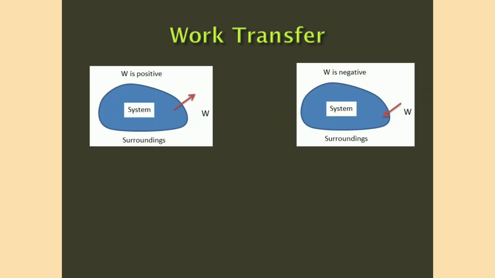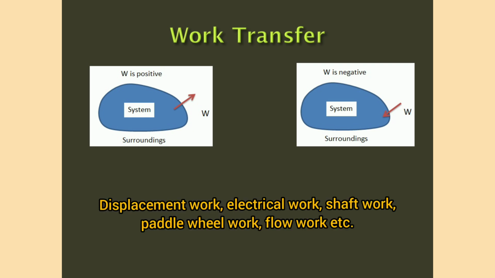In thermodynamics, work done by the system is taken as positive and work done on the system is taken as negative. There are different types of work transfer: displacement work, electrical work, shaft work, paddle wheel work, flow work, etc. We will discuss more about flow work in my upcoming videos. Now we can study displacement work.